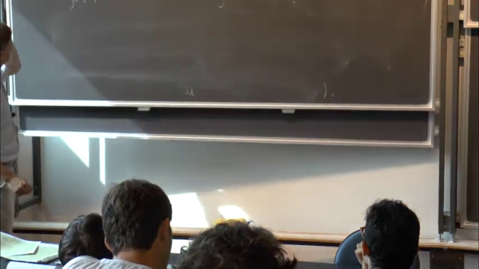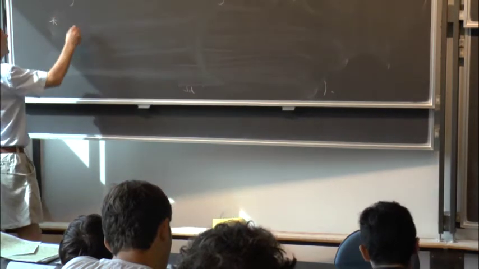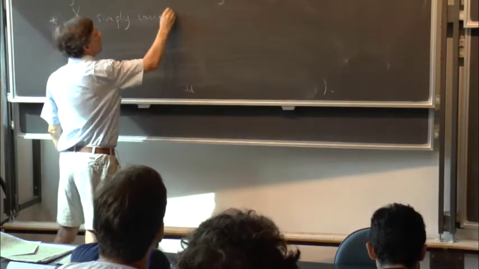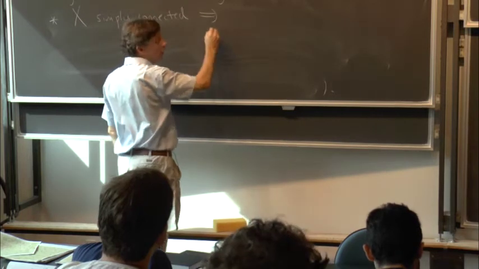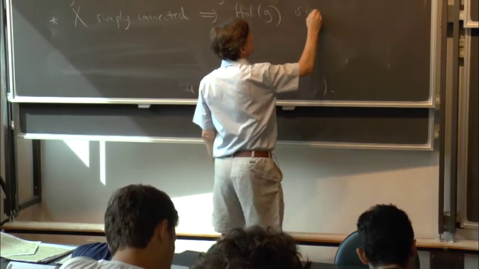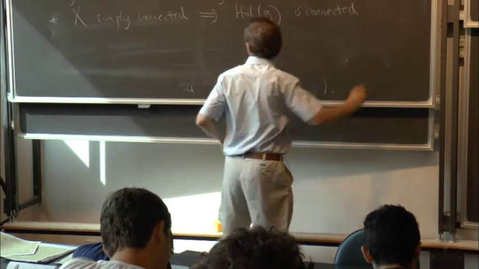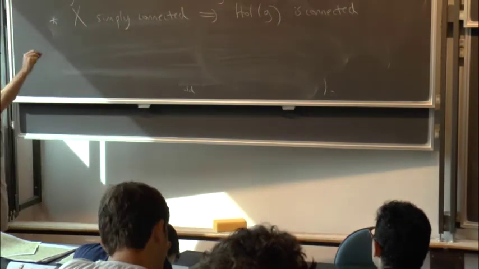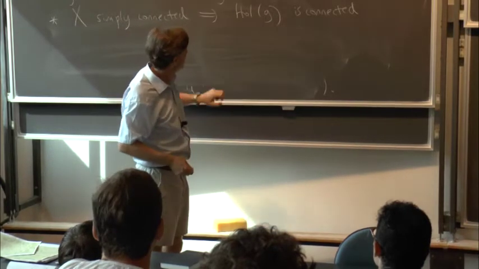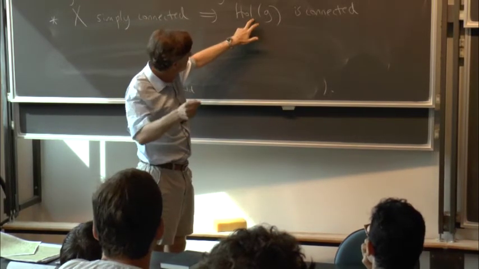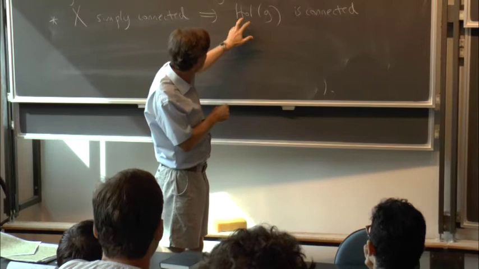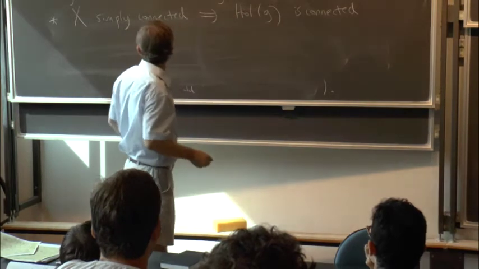Okay, so, well, firstly, X simply connected implies Hol(g) is connected. Because if X is simply connected, then every loop in X can be contracted to a point. If you think about what that means, the parallel transports are along those loops. It means every point in the holonomy group of g can be connected to the identity, which is the parallel transport around the constant path, by a path in Hol(g). So Hol(g) is path connected.